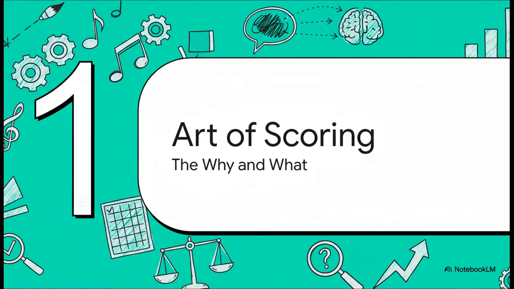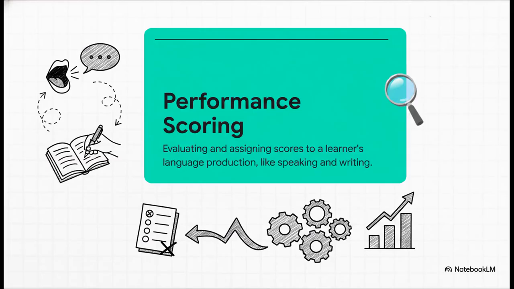Okay, let's kick things off with our first section, the art of scoring performance. Because before you can measure anything, you've got to know what it is you're looking at, right? So, at its core, performance scoring is all about one thing. What can a learner actually do with the language? We're not just checking if they can pick the right answer from a list. We're looking at how they create language on the fly, whether they're speaking or writing. And that just calls for a completely different playbook than your standard fill-in-the-bubble test.